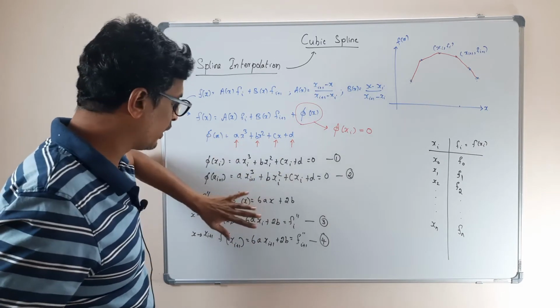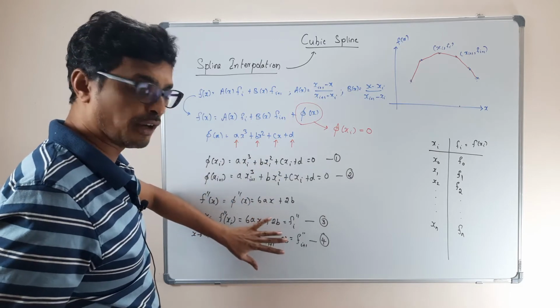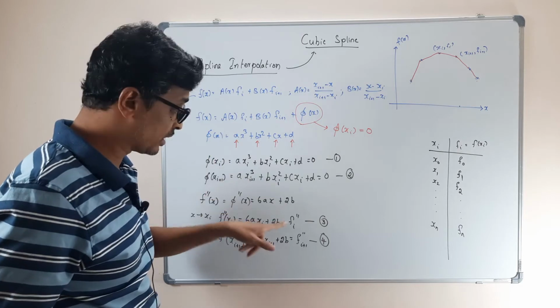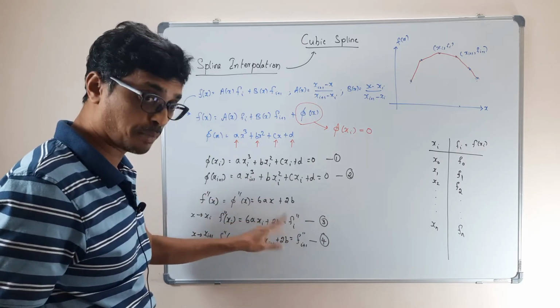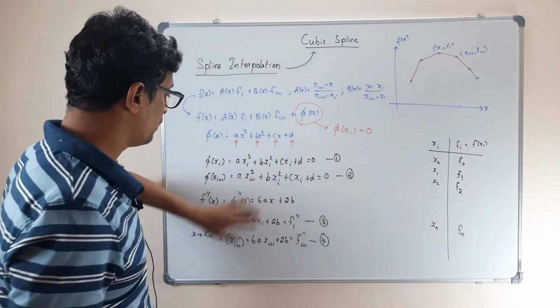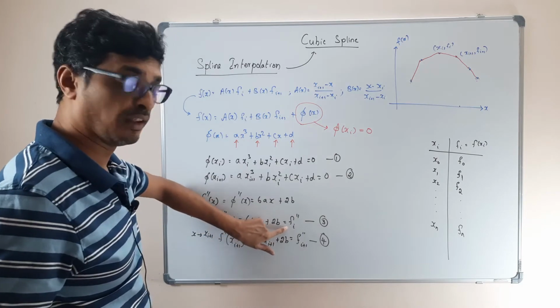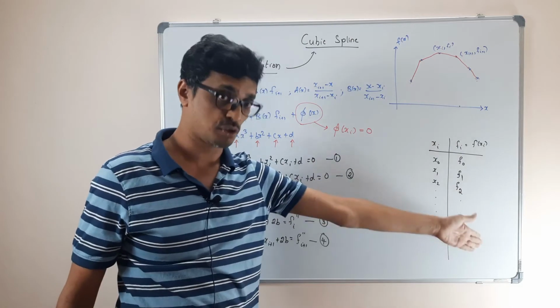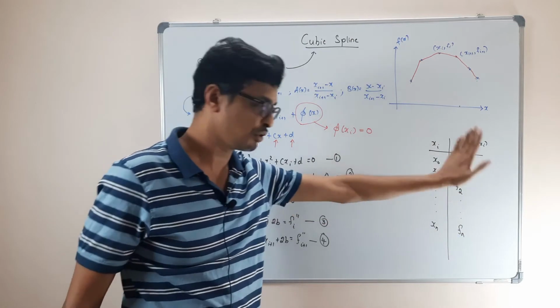In fact, we can solve this equation and find out these unknowns a, b, c, d. Now the question is, what am I going to do with the f_i double primes? That we will see later on. For the time being, let us assume f_i double prime is also known. We will see how to get it out.